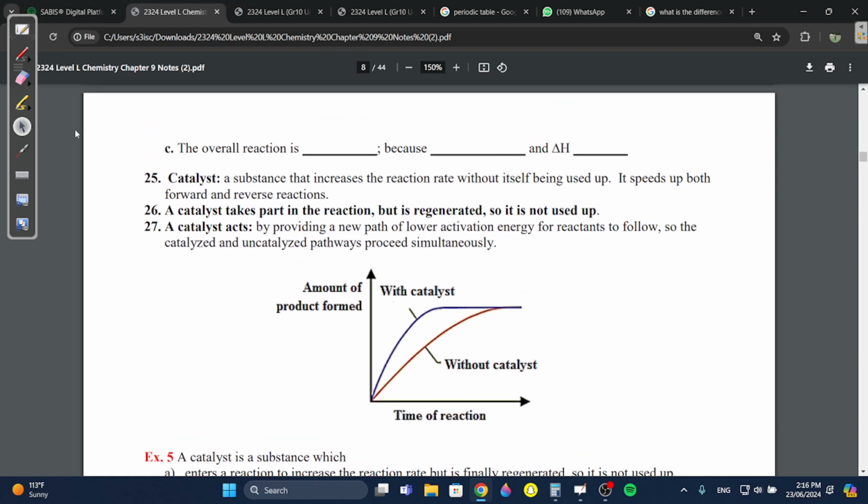Catalysts, it's important to know, don't do anything. What they do is provide an alternative path that requires less kinetic energy, less activation energy. A good example I like to give: imagine there's a store that sells expensive products, say jewelry, bracelets, a bracelet shop.